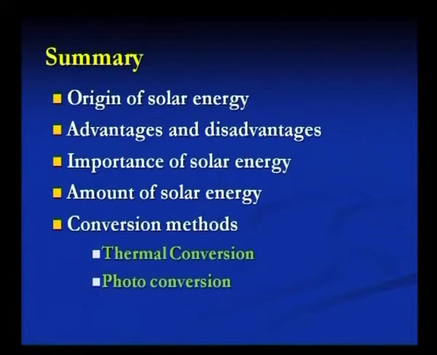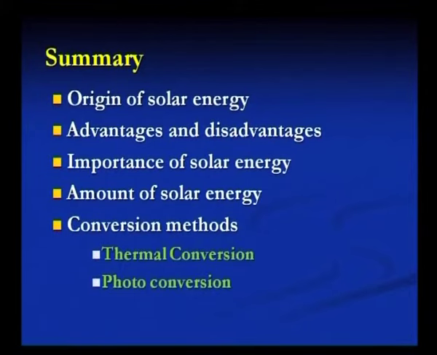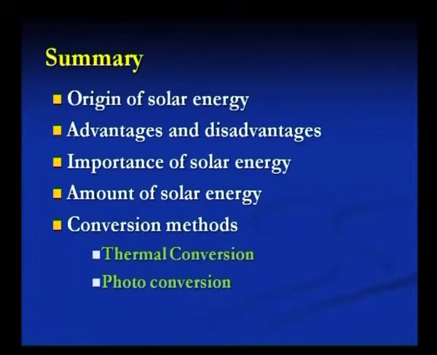Today, as a summary, what we have seen is the origin of solar energy. We have talked about the advantages and disadvantages of harnessing solar energy. We have moved on to the importance of solar energy when compared to other conventional forms of energy, and we discussed the abundant availability, or the amount of solar energy available for our use, and then we moved on to the methods of conversion, where thermal conversion and photoconversion are the important ones. We will talk about the details of this in the next part.